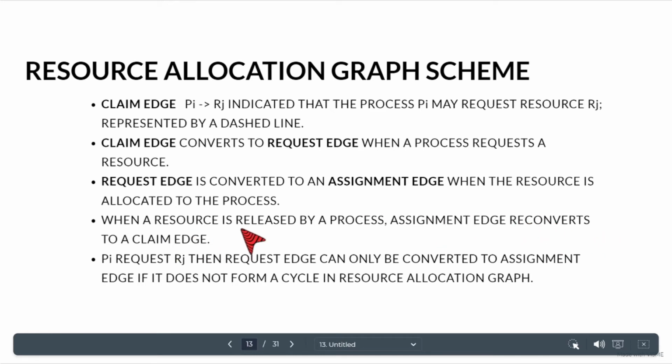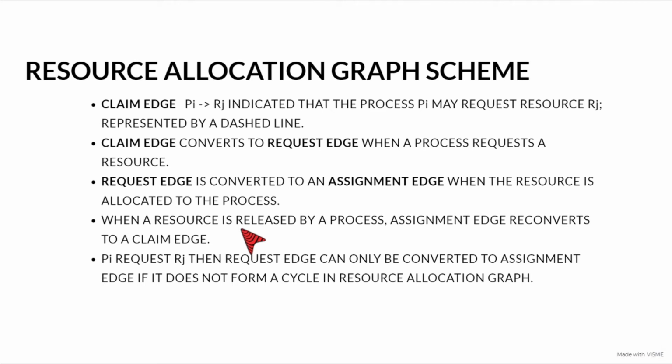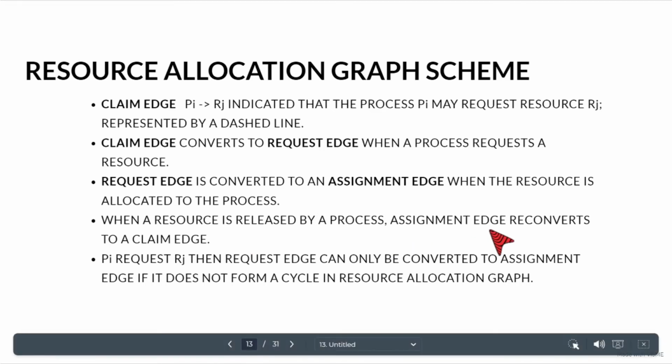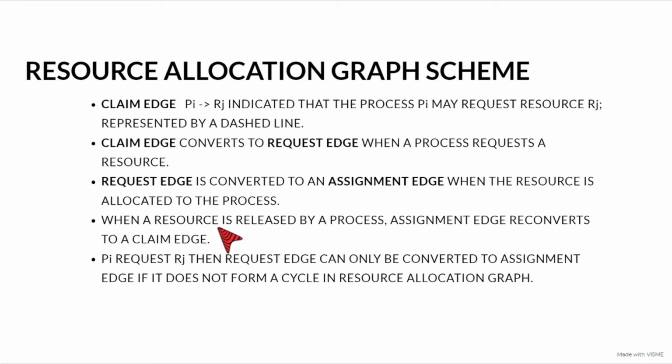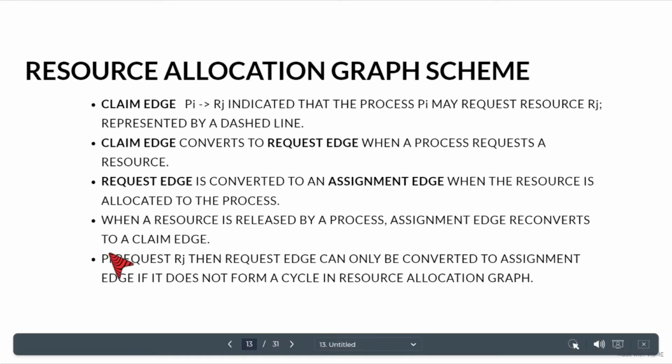In this case, what it means is I got the pen and I am writing, and the work of the pen is over. If I give the pen back to my friend, then again from assignment edge it reconverts into claim edge, the same first state where I may ask the pen from a friend again. The last point I will come to once I explain the diagram.